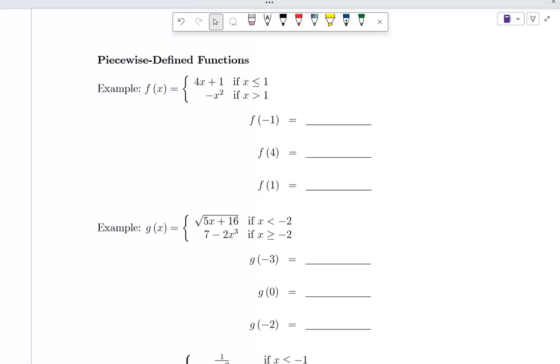So looking at the first example, if I look at f of negative 1, which piece are you going to plug the negative 1 into? The top piece, right? You're going to plug it into the 4 times negative 1 plus 1. Because negative 1 is less than or equal to 1. Where do you plug in the 4? The bottom one, right?